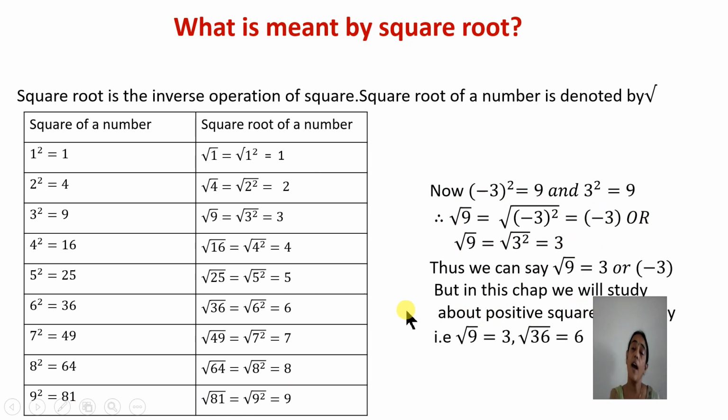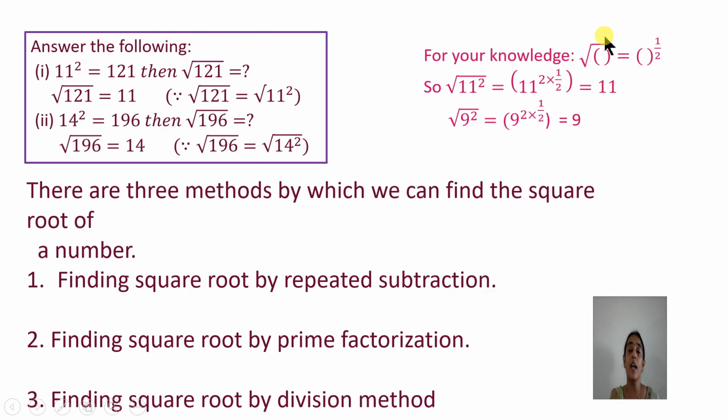Now, why does this square sign get removed when you remove the square root sign? Now, what does the square root sign mean? Let's see. Square root sign of any number means that number raised to half. So, when I write root of 11 square, I write 11 square raised to half, so that half will be multiplied with this 2. So 2 and 2 get cancelled and 11 raised to 1 is equal to 11.